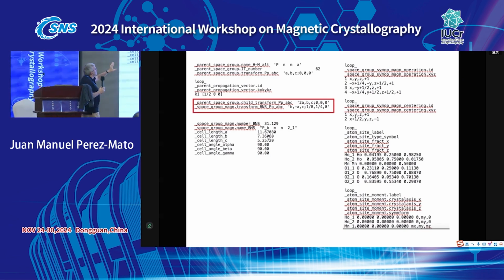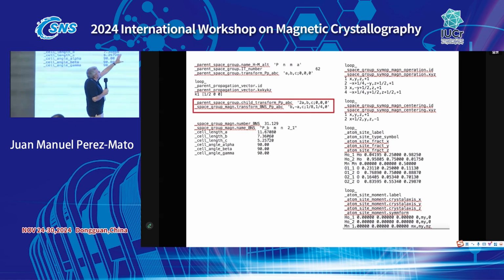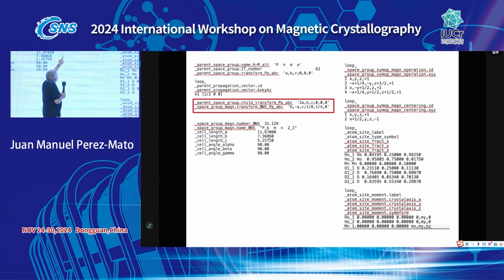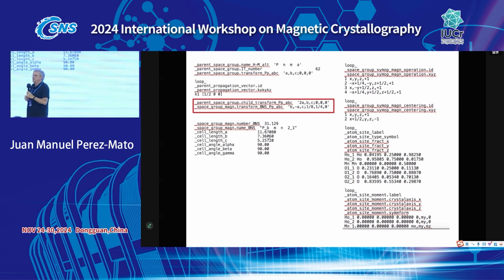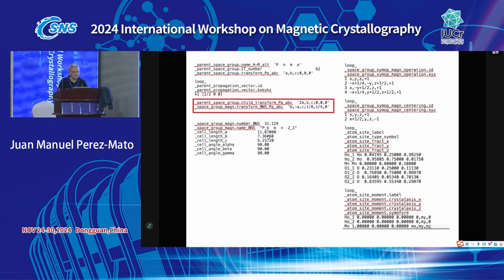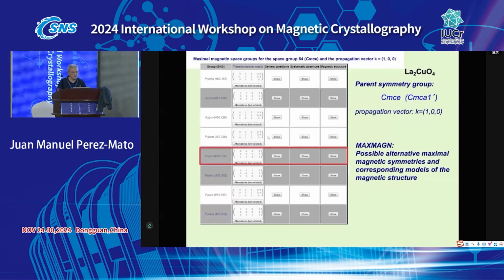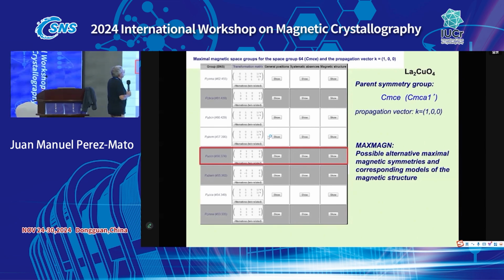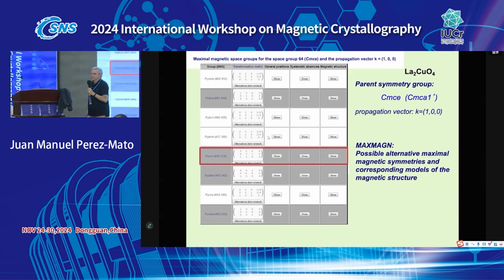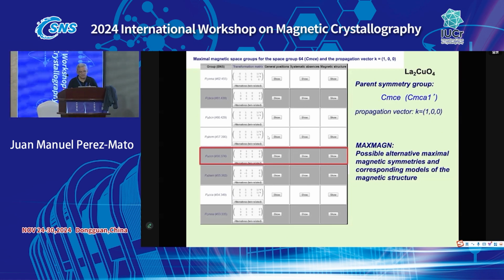So I repeat from here, if you just take these operations and you put them in the program of the Bilbao server, it will give you this transformation here, and not the one that appears here. Well, for this compound of these 4 possibilities, this is the one that corresponds to the experimental magnetic structure that is observed.